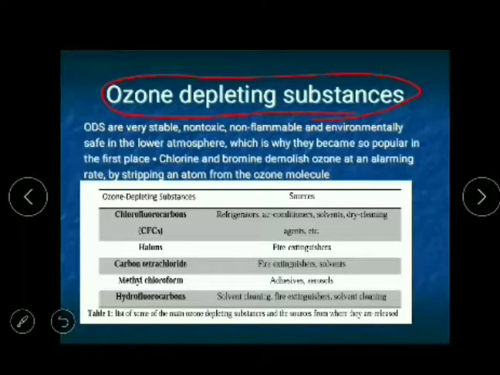Here I have given a list of some of the main ozone depleting substances and the sources from where they are released. Firstly, we have chlorofluorocarbons. They are released from refrigerators, air conditioners, solvents, dry cleaning agents, etc. Then you have halogens. They are released by fire extinguishers. Then we have carbon tetrachloride released by fire extinguisher solvents, methyl chloroform released by adhesives, aerosols, hydrofluorocarbons released by solvent cleaning, fire extinguishers.